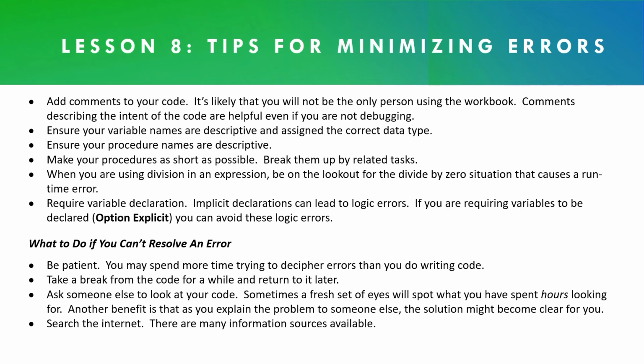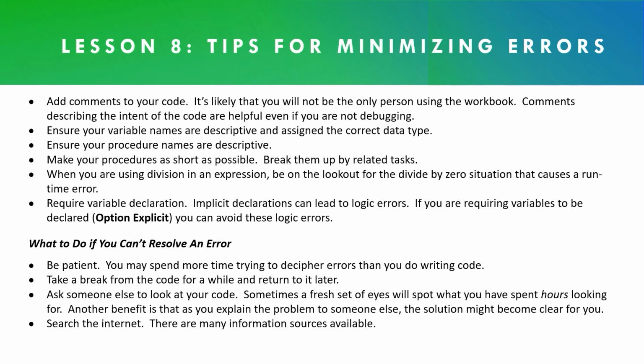When you're using division in an expression, be on the lookout for the divide by zero situation that causes a runtime error. And require variable declaration. Implicit declarations can lead to logic errors. If you're requiring variables to be declared, you can avoid these types of errors. And again, an implicit declaration is when you don't write a declaration statement, you just use the variable. But if later on you mistype it when you refer to it, it thinks you're declaring another variable. And you can see how the system can get confused by that.